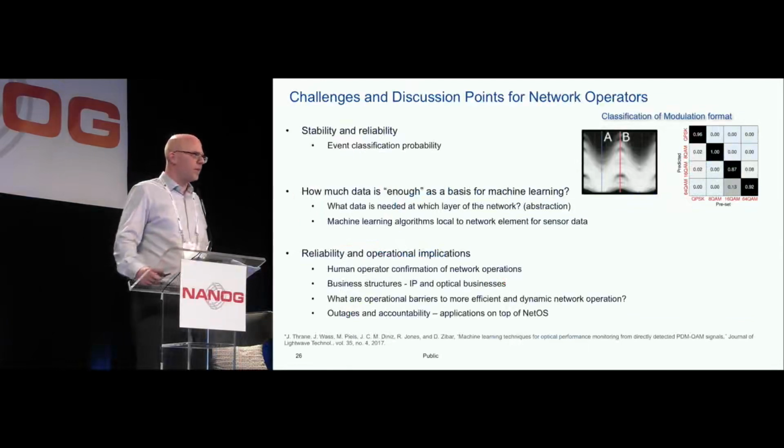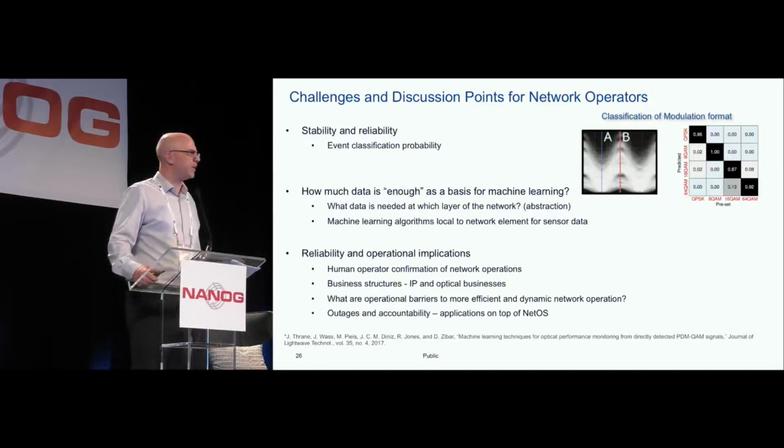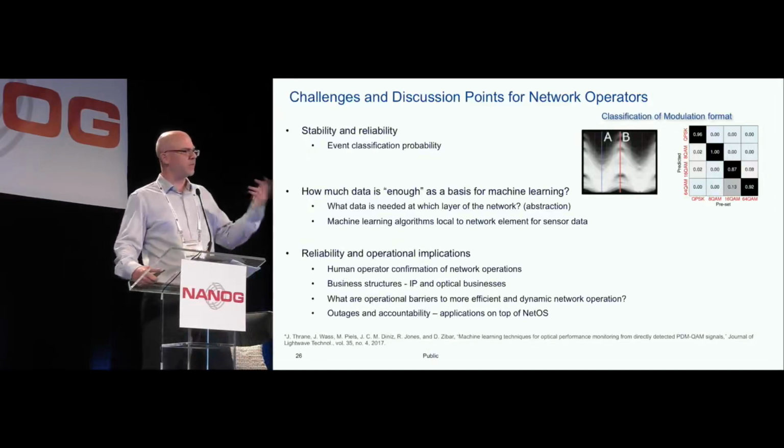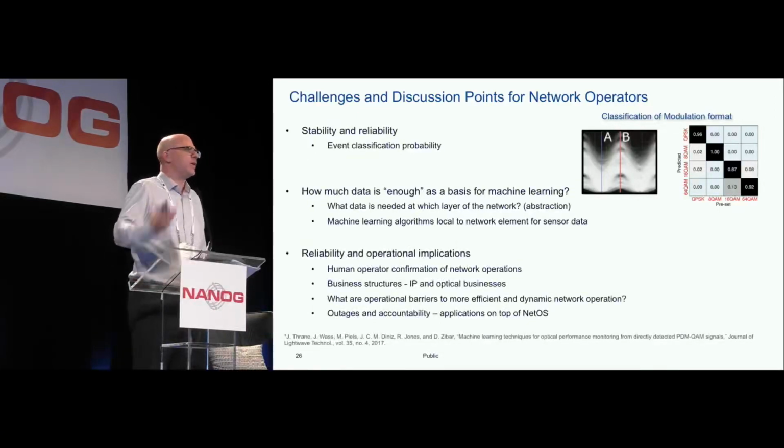So coming back to our challenges and discussion points for network operators, so you all in the room, so we can have some discussion. Obviously you want to have a stable and reliable network. And as I mentioned earlier in the talk, we did some event classification and had 95% accuracy in the event classification. There's this question of how much certainty do you need for it to be useful?